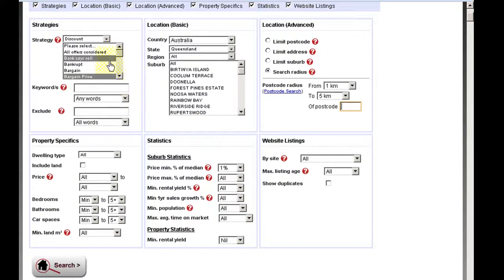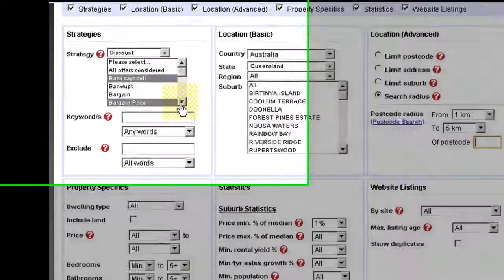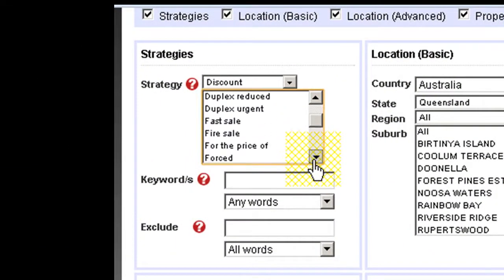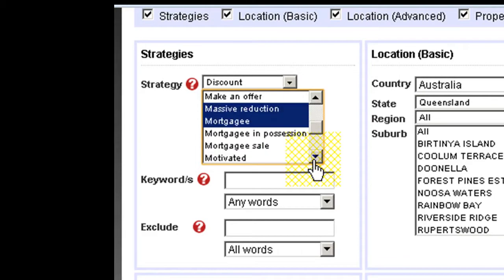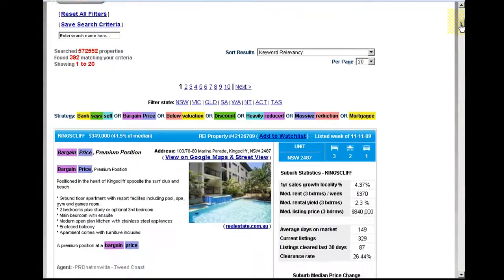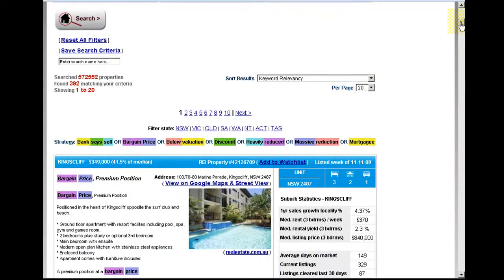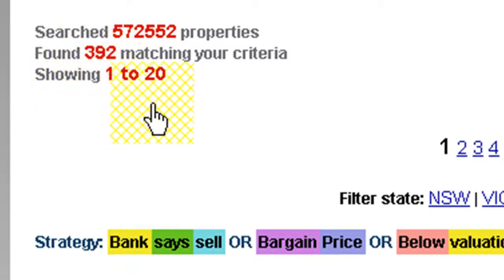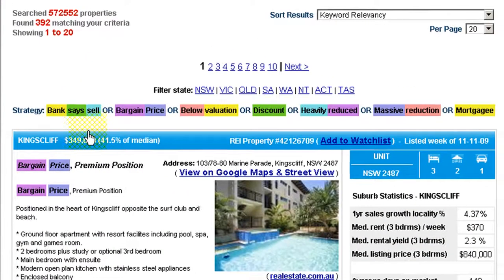So let's say we're looking for a discounted property. I'm going to highlight bank says sell, bargain price, below valuation, a discount, heavily reduced, massive reduction, mortgagee. Do a search, scroll down, and we can see by searching the country, by searching Australia right now, we've searched through 572,552 listings, and at the push of a button we've found 392 properties for sale, where in the description of the property are those key phrases we talked about: bank says sell, bargain price, etc.